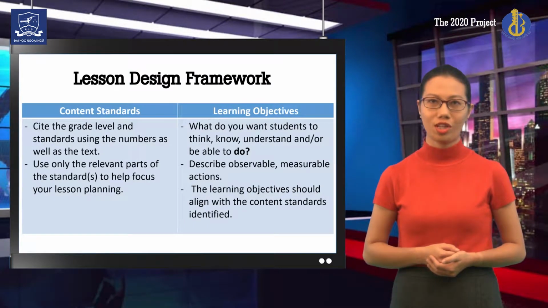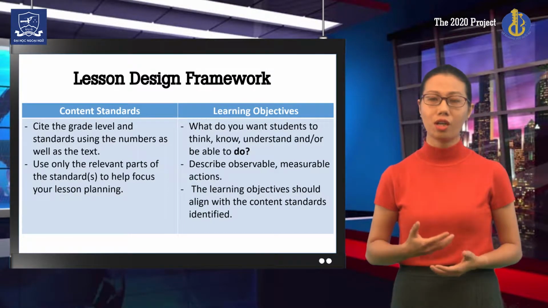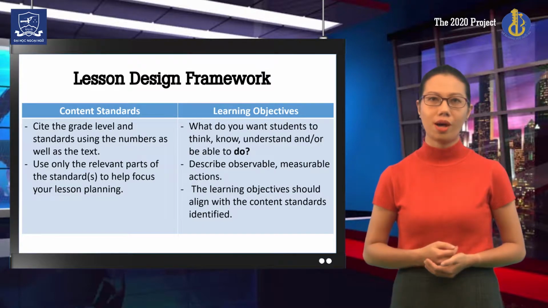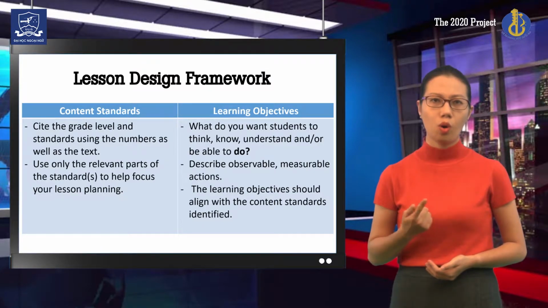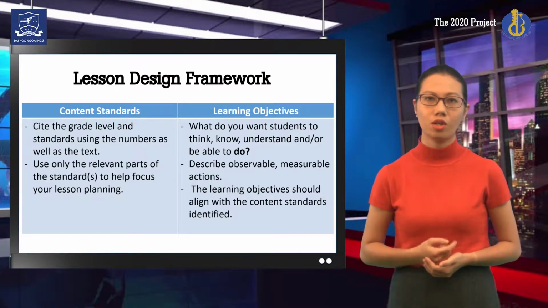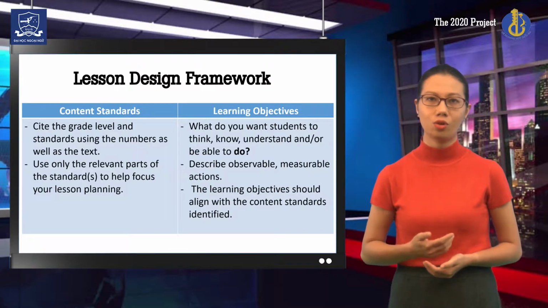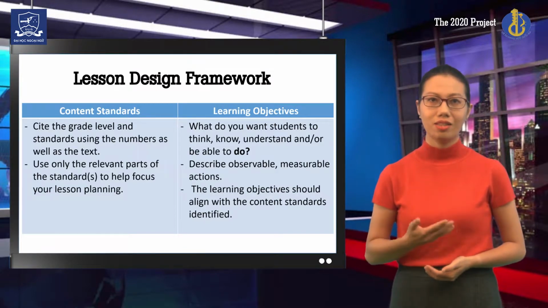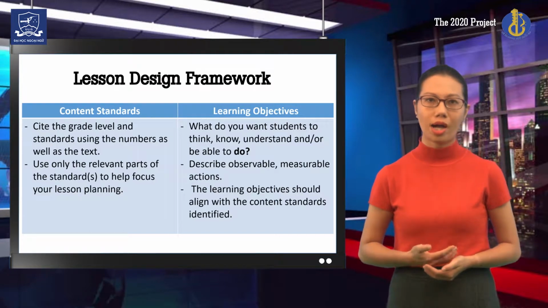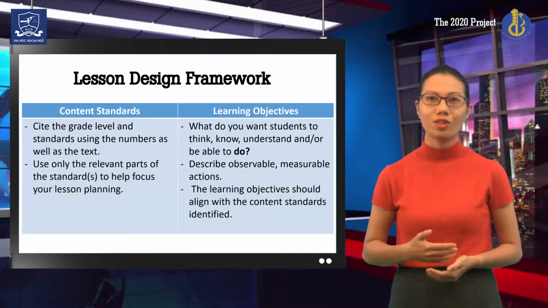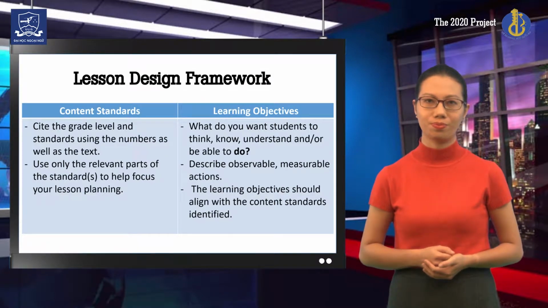Another important part of a lesson framework is learning objectives. We need to bear in mind 3 points here. What do you want students to think, know, understand, and/or be able to do? Describe observable, measurable actions. The learning objectives should align with the content standards identified.